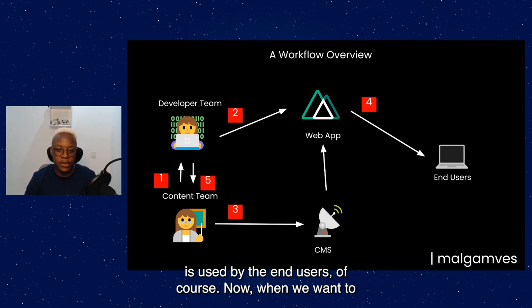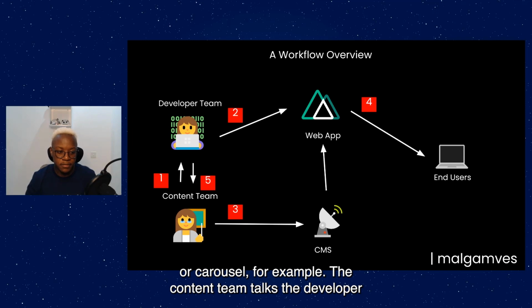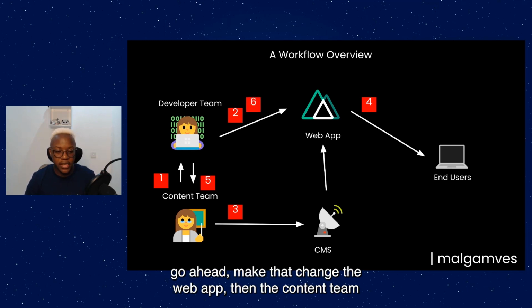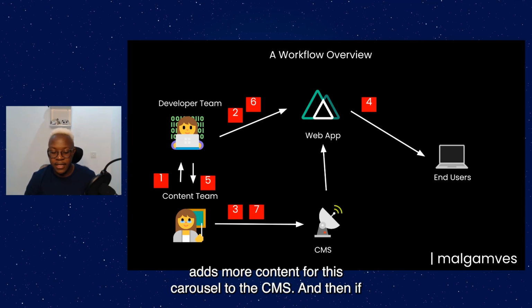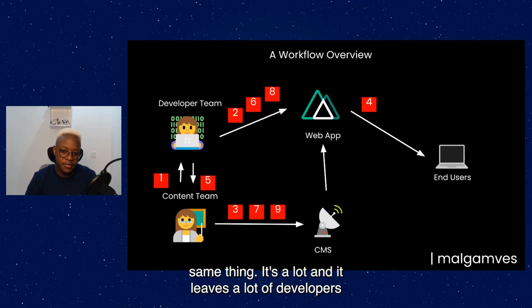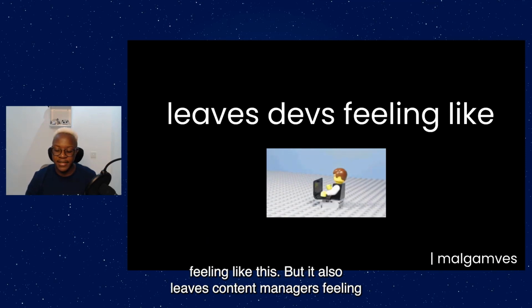Now, when we want to make a change, let's say add a card to this website or a carousel, for example, the content team talks to the developer team. The developer team is like, okay, sure, we'll do it. So they go ahead and make that change to the web app. Then the content team adds more content for this carousel to the CMS. And then if they need another change, it's the same thing. And it's the same thing. It's a lot. And it leaves a lot of developers feeling like this.